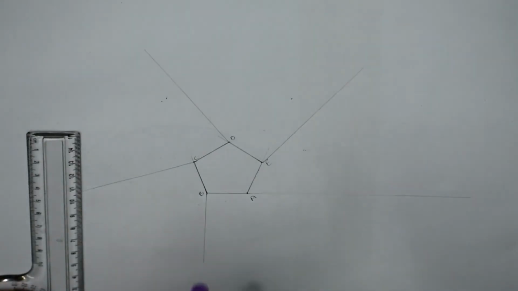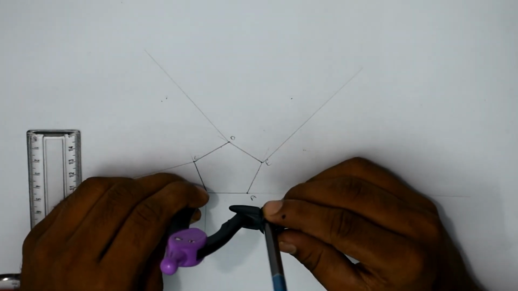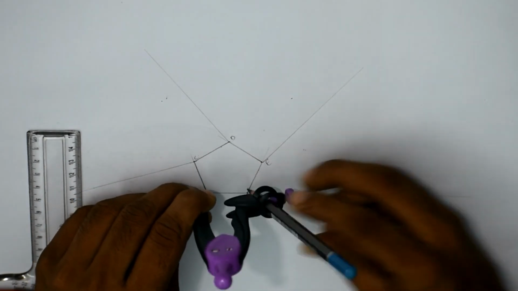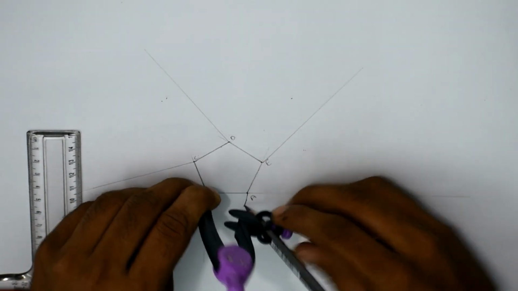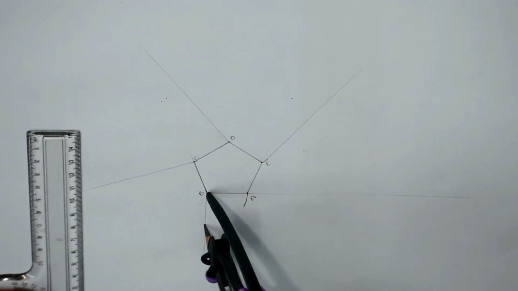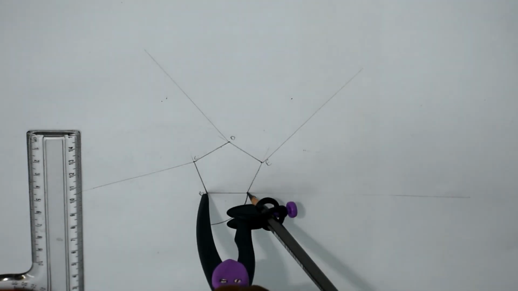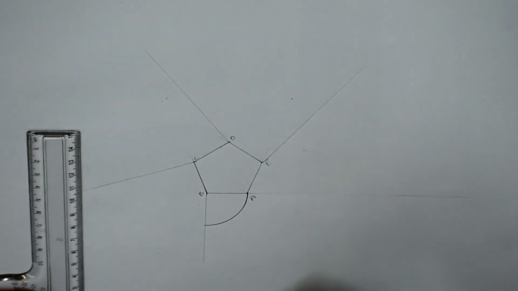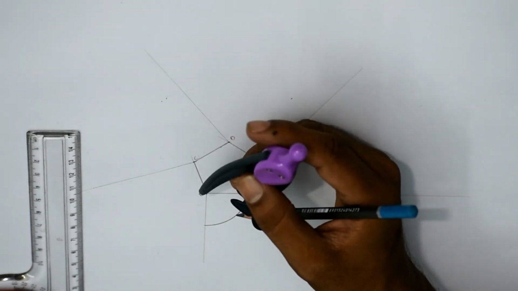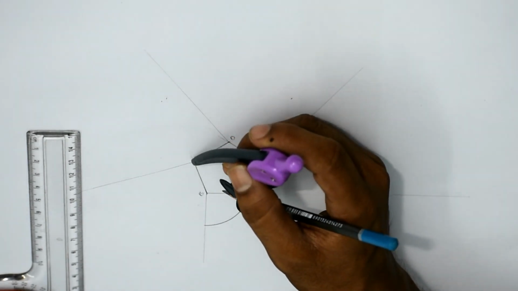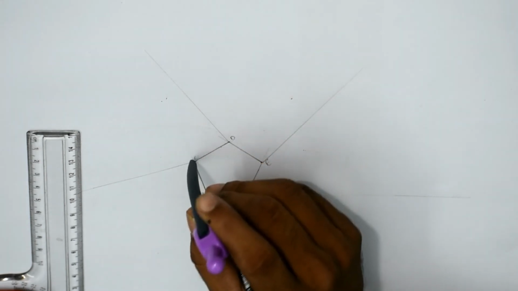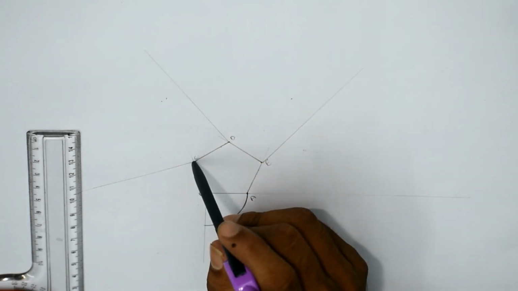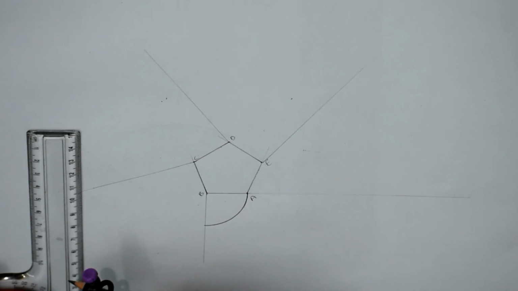Now the same procedure with center B and radius 25, the side of pentagon. I have to draw the arc till this first perpendicular. Then with center C and radius 50 this time.